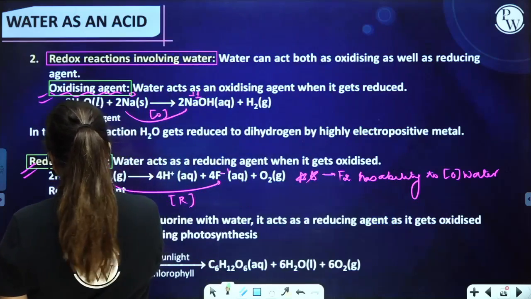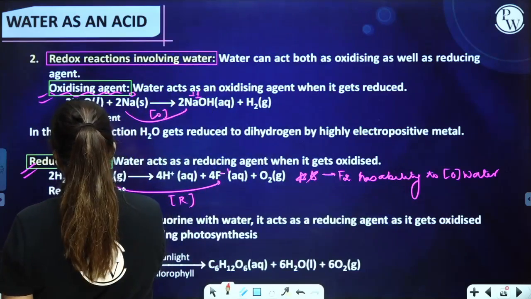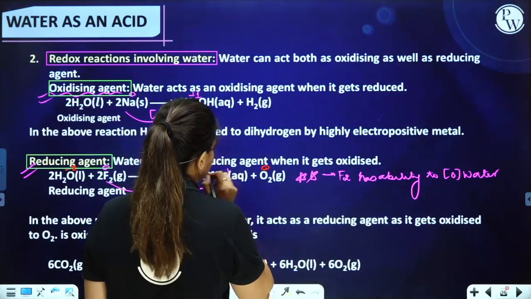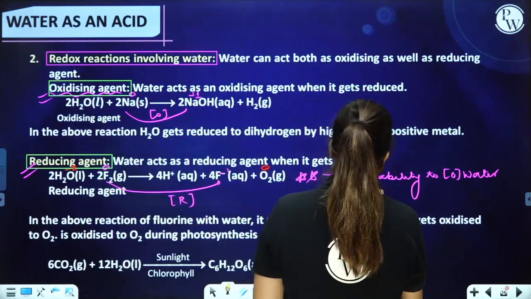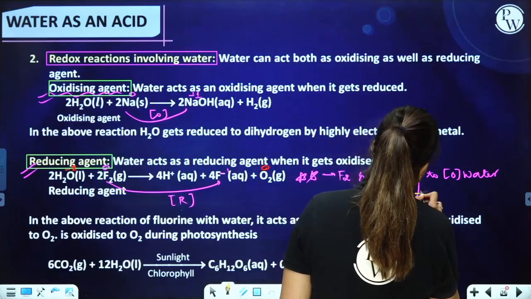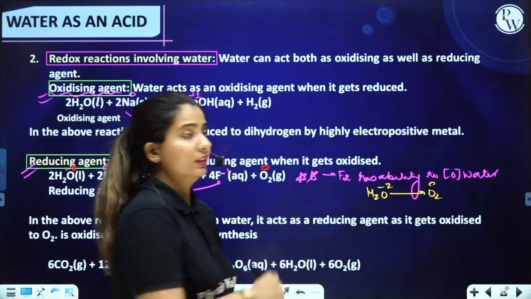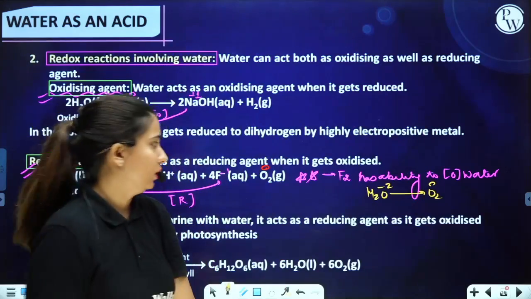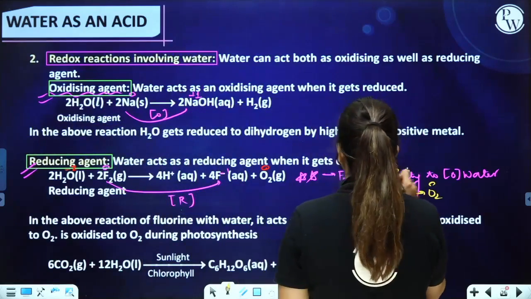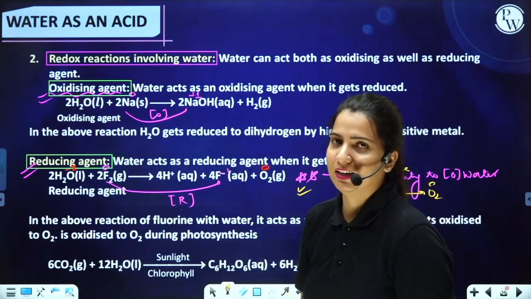How? Oxygen has the oxidation state of -2 and here it has the oxidation state of 0. So water here is getting oxidized. How? H2O is getting converted into O2. -2 is getting converted into 0. So we can simply say fluorine has the ability to oxidize water, and this is very, very important. This can be asked. Please remember it very, very nicely.